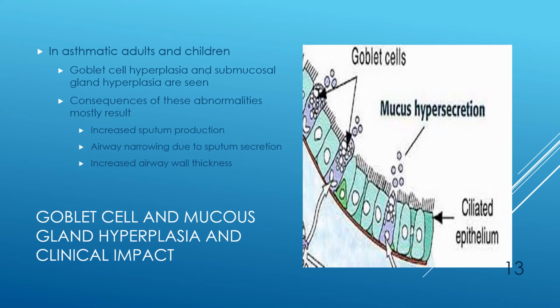As a result of damage to the cilia, you cannot mobilize secretions, and now all of a sudden you're producing more secretions. This has a negative impact on the airway. Basically, you end up having airway narrowing due to the sputum secretions. You end up having increased airway wall thickness, and all of these inhibit the flow of gas in and out of your lungs.